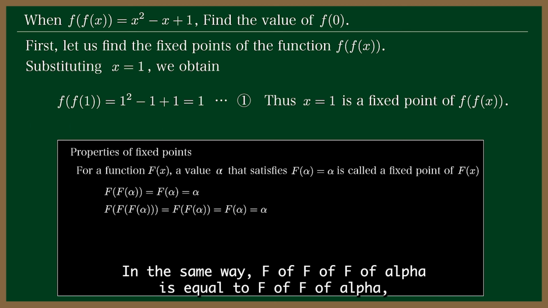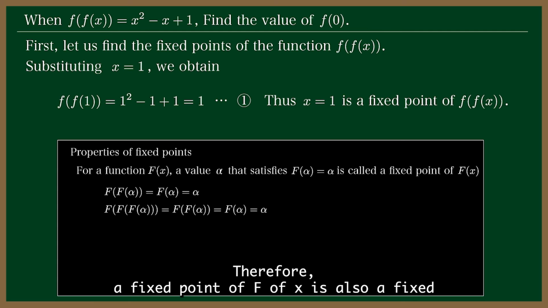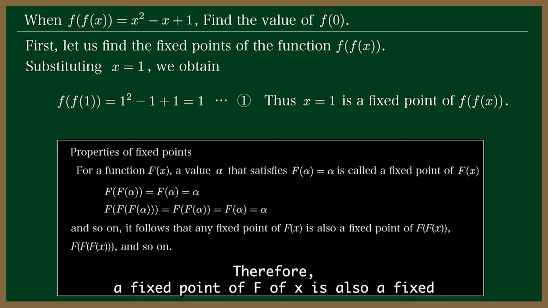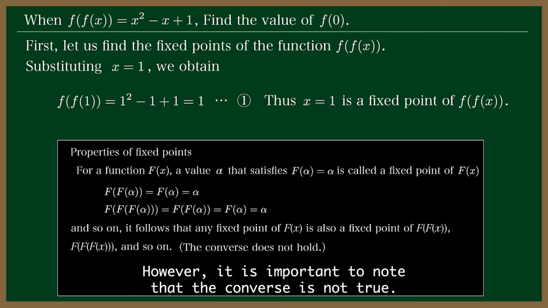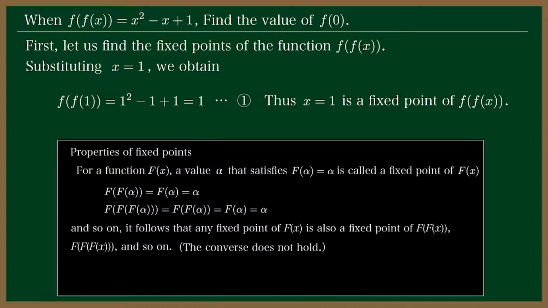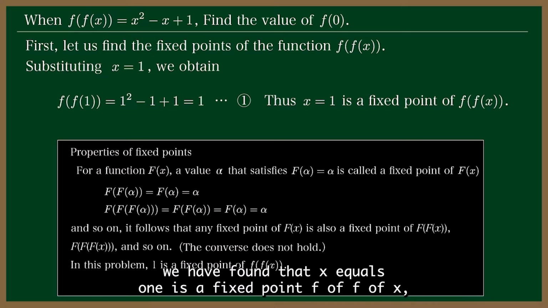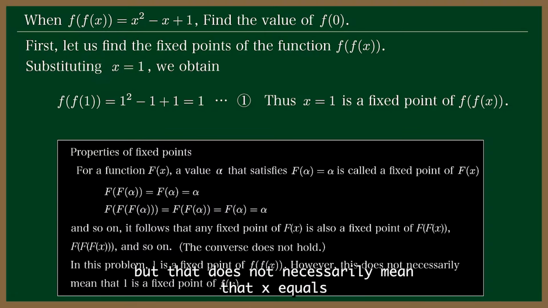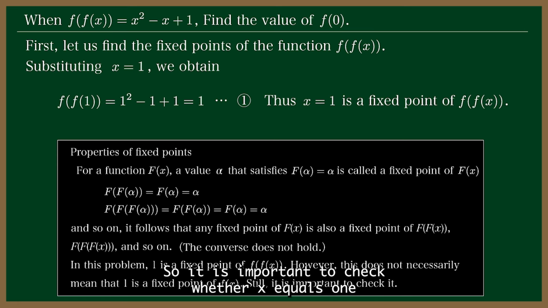In the same way, f(f(f(alpha))) is equal to f(f(alpha)), which is equal to f(alpha), which is equal to alpha. Therefore, a fixed point of f(x) is also a fixed point of f composed with itself any number of times. However, it is important to note that the converse is not true. In this problem, we have found that x equals 1 is a fixed point of f(f(x)), but that does not necessarily mean that x equals 1 is a fixed point of f(x). Still, it is a possibility. So it is important to check whether x equals 1 is actually a fixed point of f(x).